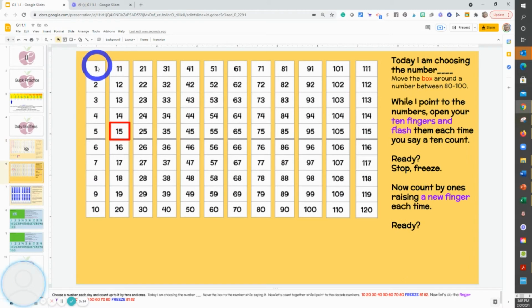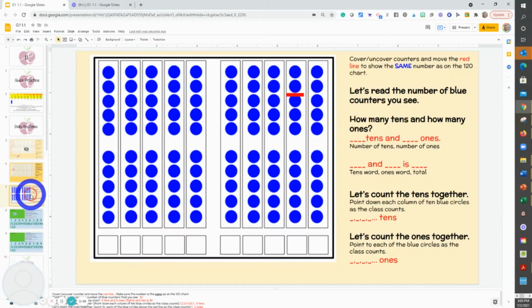Ready? Finger flash. You're going to finger flash 10 to your left, and then we're going to count by ones to our right. So it's kinesthetic place value. Everyone count with me. 10, and our fingers are flashing 10 to the left. One finger on our right. 11, 12, 13, 14, 15. Today's new number is 15. And then you would proceed with the rest of the routine, which is on this dot chart.